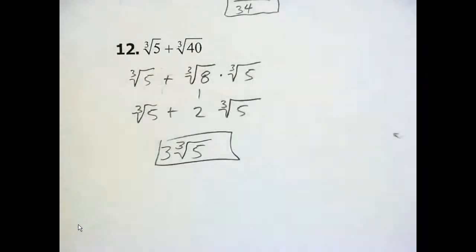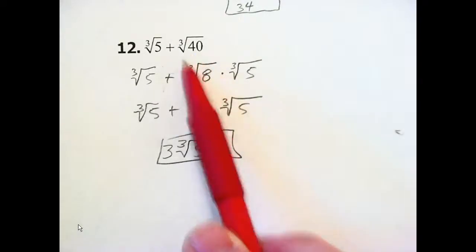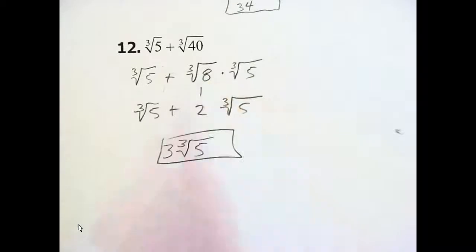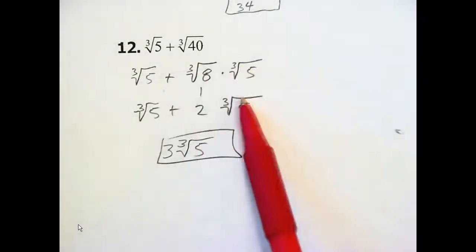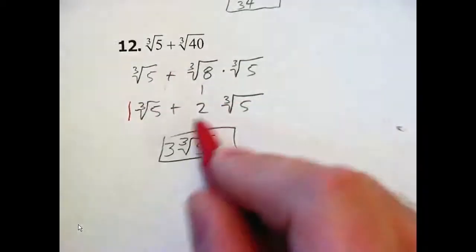Got to simplify. So this is root 8 and root 5. That gives you a perfect cube, and then that's 2. Okay, cubed root of 5, and then we can add those up. This would be like having a 1 out here. So 1 plus 2.